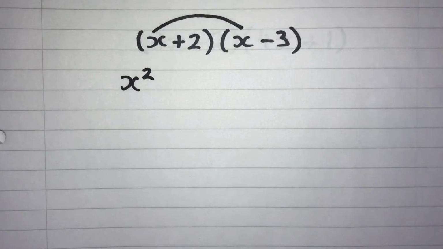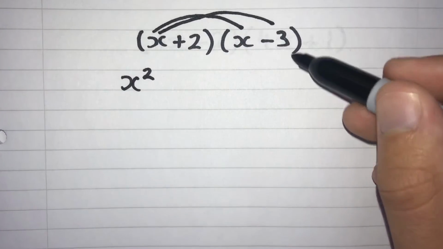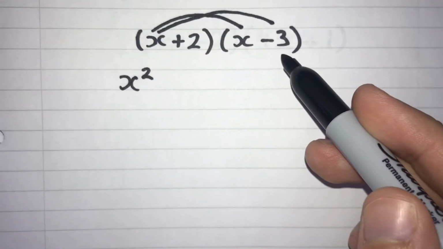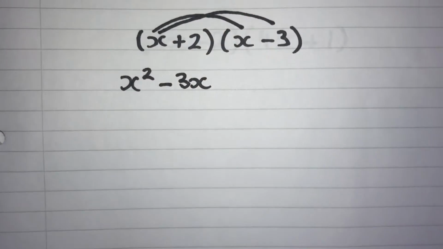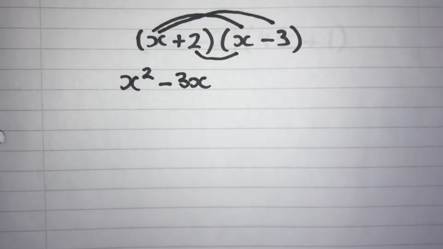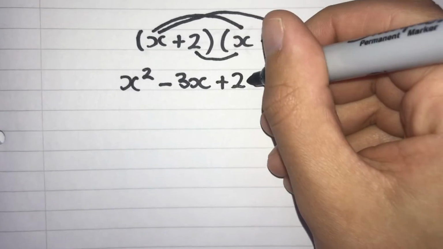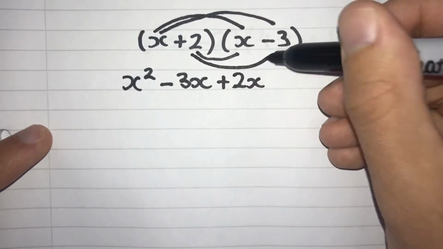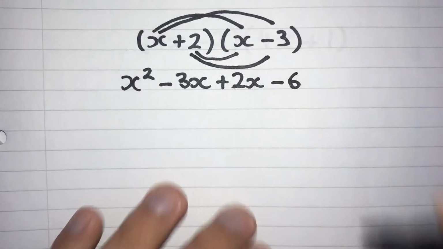Now we've got our outers. So we've got this x, and we've got this 3. But this 3 isn't just a 3, it's a negative 3. So this sign stays with the 3. So it's x multiplied by negative 3, which gives us negative 3x. Now we've got our inners. So this is going to be this 2 and the x. We've got a positive 2 and an x. 2 multiplied by x will give us 2x. And then finally we've got our lasts, which will be our 2 and our negative 3. 2 times negative 3 will give us negative 6.